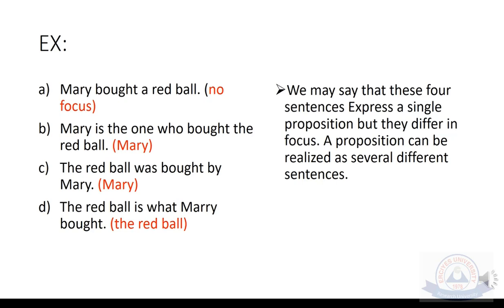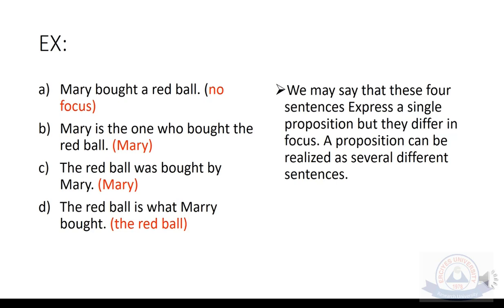So let's see the examples of proposition. A, Mary bought a red ball. So there is no focus. Actually, we cannot understand just by looking at this sentence which part of the sentence is the focus, the real news that the speaker is conveying. But let's look at sentence B. It says, Mary is the one who bought the red ball. So here, Mary is stressed actually. And in C, the red ball was bought by Mary.